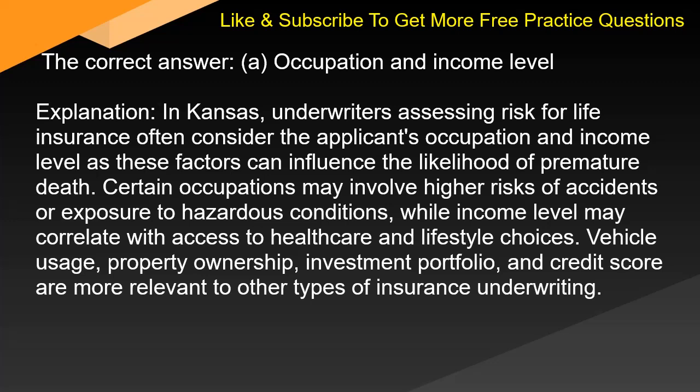Explanation. In Kansas, underwriters assessing risk for life insurance often consider the applicant's occupation and income level, as these factors can influence the likelihood of premature death. Certain occupations may involve higher risks of accidents or exposure to hazardous conditions, while income level may correlate with access to healthcare and lifestyle choices. Vehicle usage, property ownership, investment portfolio, and credit score are more relevant to other types of insurance underwriting.